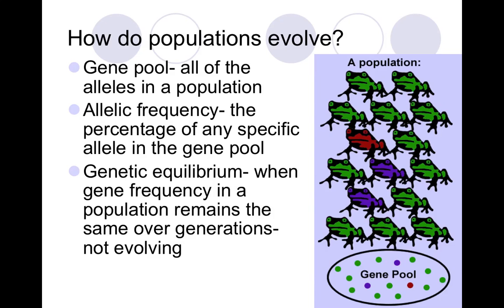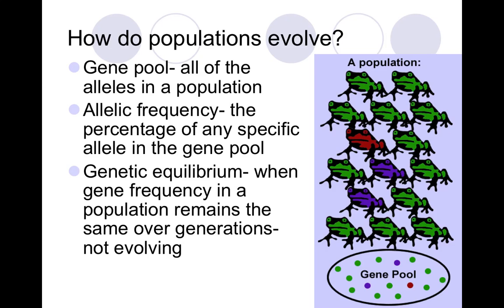So how do populations evolve? How does this happen? First of all, we have what's a gene pool. That is the alleles. When we did our bean activity, the brown bean and the white bean, those are alleles. You get one allele from each parent that gives you a trait. A gene pool is all of the alleles in a population that make up that group. An allelic frequency is the percentage of any specific allele in the gene pool. We calculated that when we did that bean activity, the percent of brown and the percent of white. That's what an allelic frequency is.